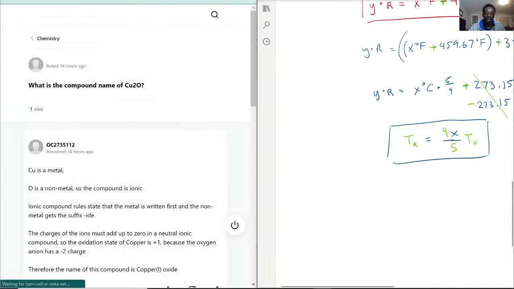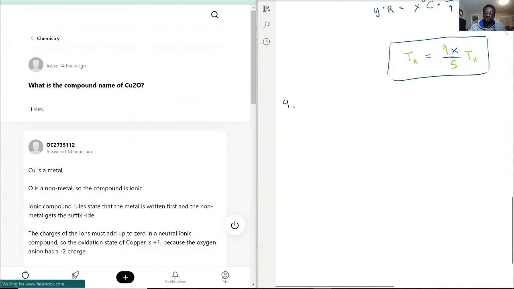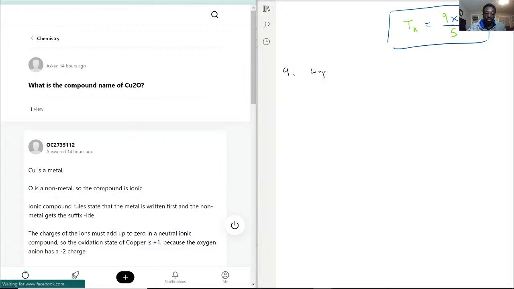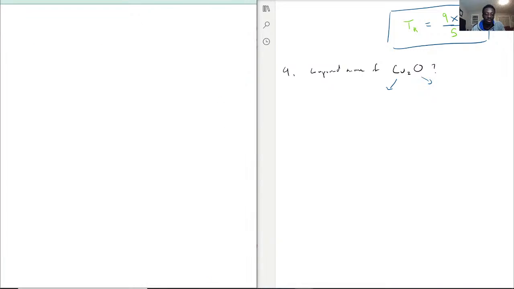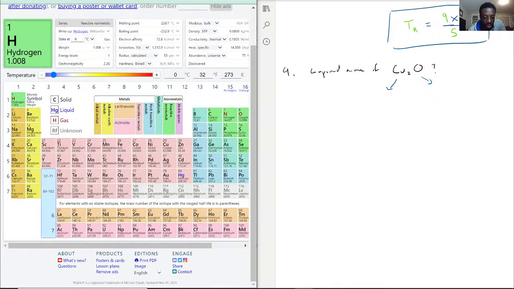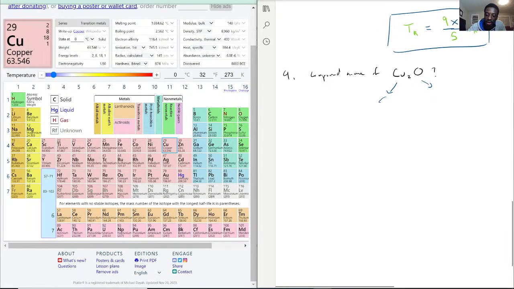Question 4. What is a compound name of Cu2O? Okay. So the way we're going to break this down is we're going to separate by their constituents. So Cu, that would actually be copper on the periodic table. As you can see here, on the periodic table, Cu, copper. All right. And O is known as oxygen.